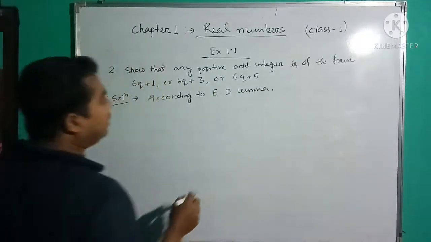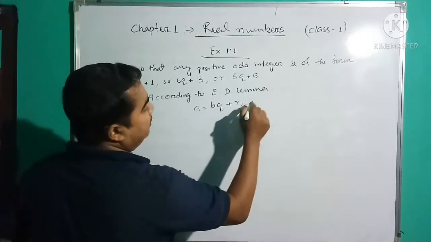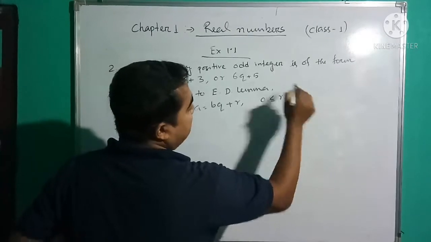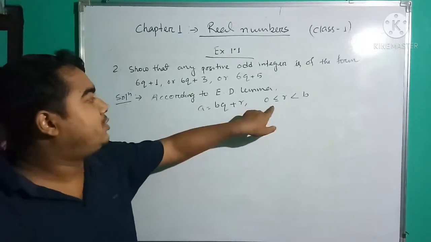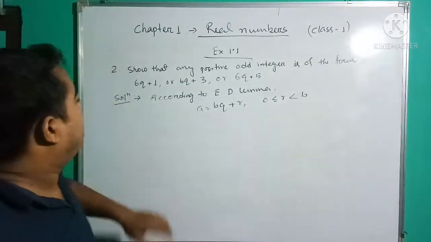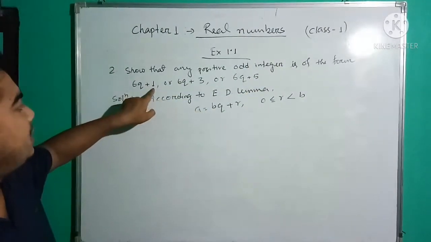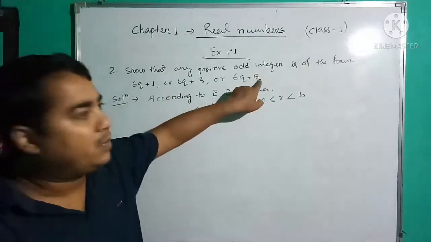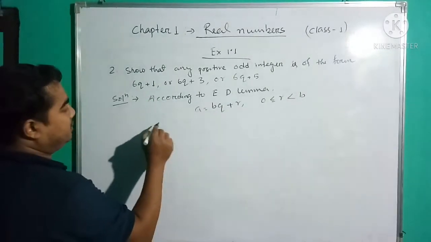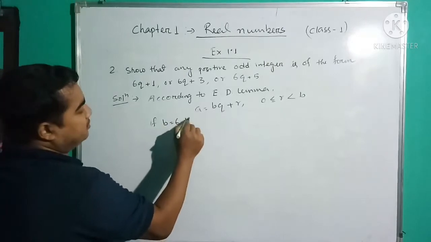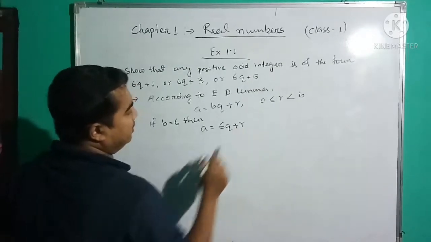lemma, write that Euclid's lemma a equals bq plus r, where 0 is less than or equal to r is less than b. It's called Euclid division lemma. Okay, now question is, show that any positive odd integer is of the form 6q plus 1, 6q plus 3 or 6q plus 5. So at b place you write 6. Okay, see, if b equals 6, then a equals 6q plus r.